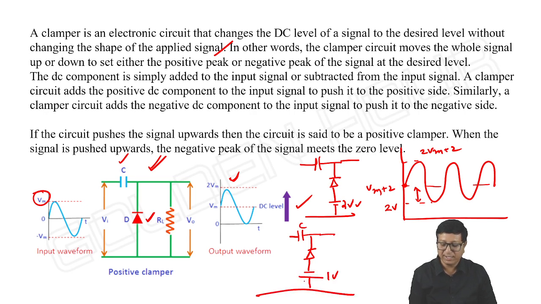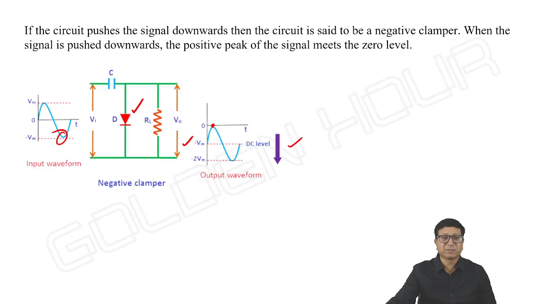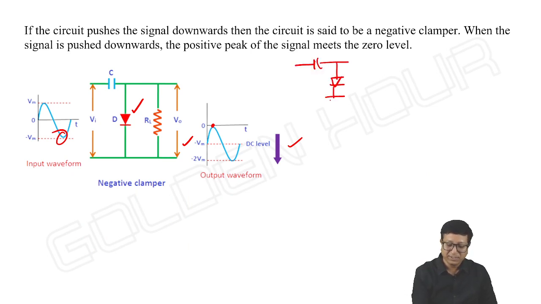Minus 1 I added. So instead of plus 2, I should write here minus 1, and here also minus 1. Okay. The same thing is possible with a negative clamper as well. We can have a clamper circuit, negative clamper with a positive reference voltage, or we have a negative clamper with negative reference voltage.